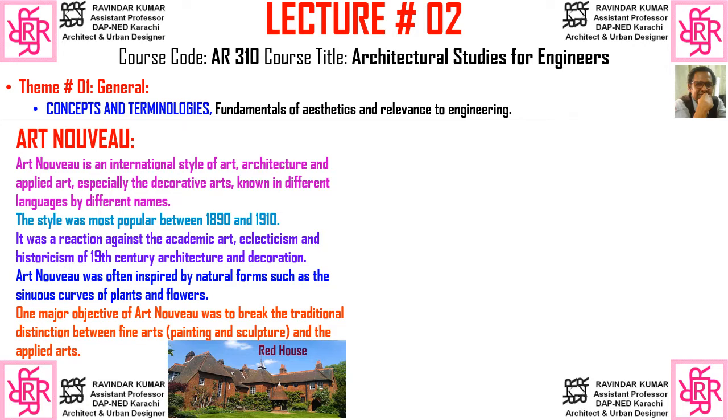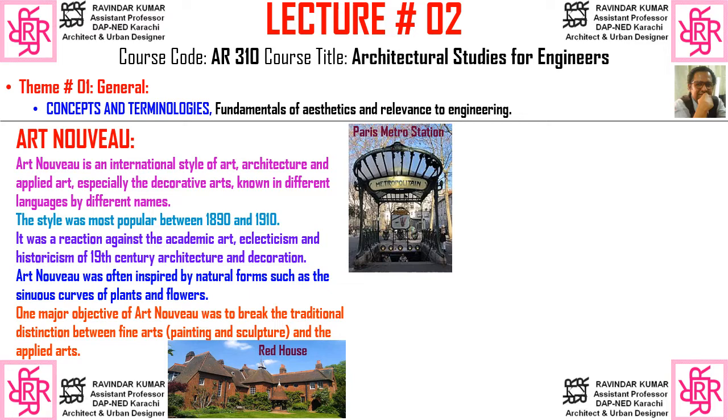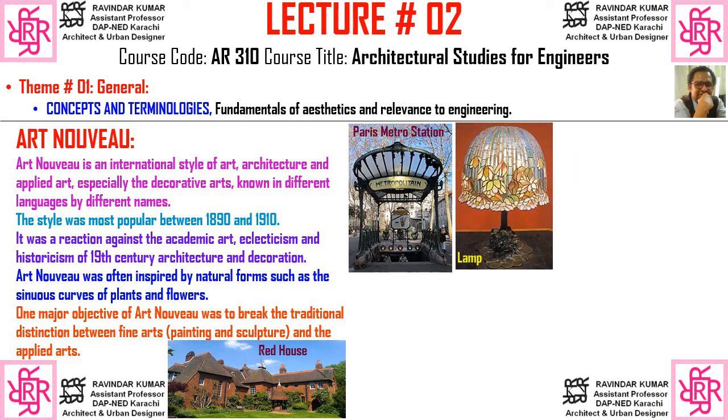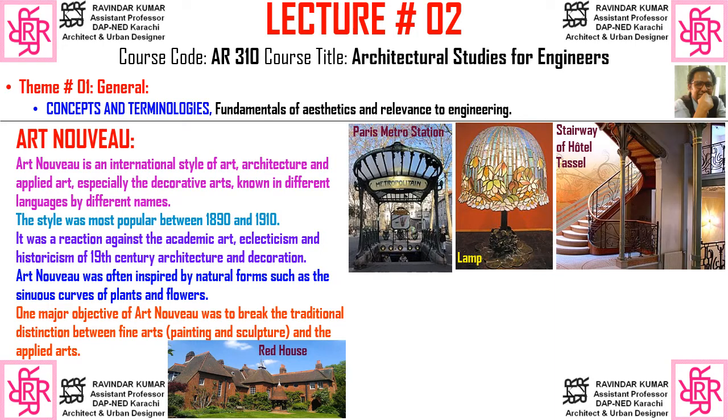See this example of a red house made with red bricks. The whole building is integrated with nature. This is a Paris metro station, and you can see the decoration of the entrance. This is a lamp, an example of Art Nouveau. See the flowers on the lamp. This is the stairway of a hotel castle where you find the curvilinear lines in the space.